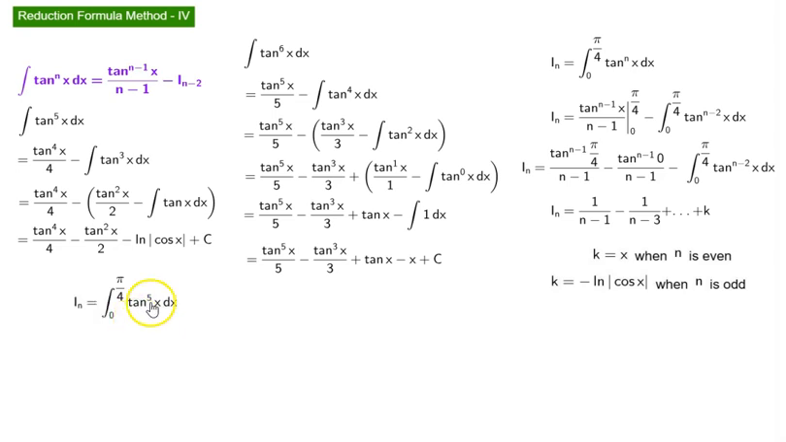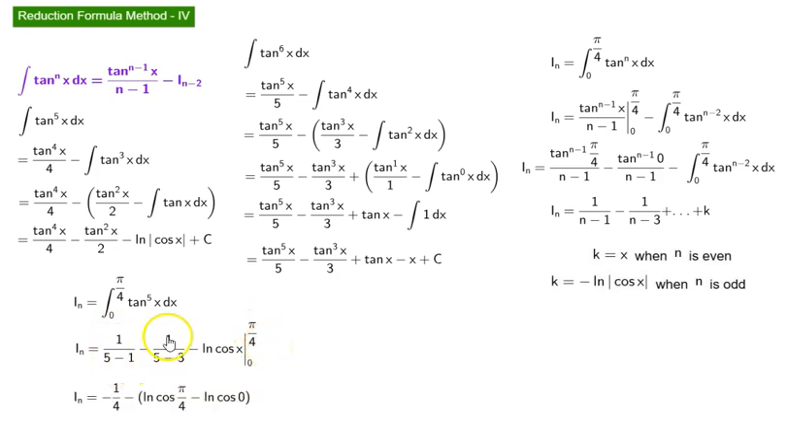Now let's look at the integral from 0 to pi by 4 of tan 5x dx. So this becomes 1 by 5 minus 1 minus 1 by 5 minus 3. Next term itself we don't need to go for. Why? Because 5 minus 5 becomes 0. So we stop here itself. Minus, the last term would be minus natural log of cos x, so minus natural log of cos x from 0 to pi by 4.